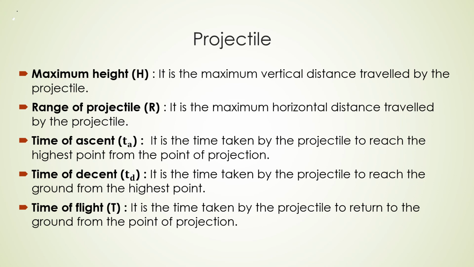Time of ascent. It is the time taken by the projectile to reach the highest point from the point of projection. Next is time of descent. It is the time taken by the projectile to reach the ground from the highest point. Next is time of flight. It is the time taken by the projectile to return to the ground from the point of projection. That is, total time: time of ascent plus time of descent is equal to time of flight.